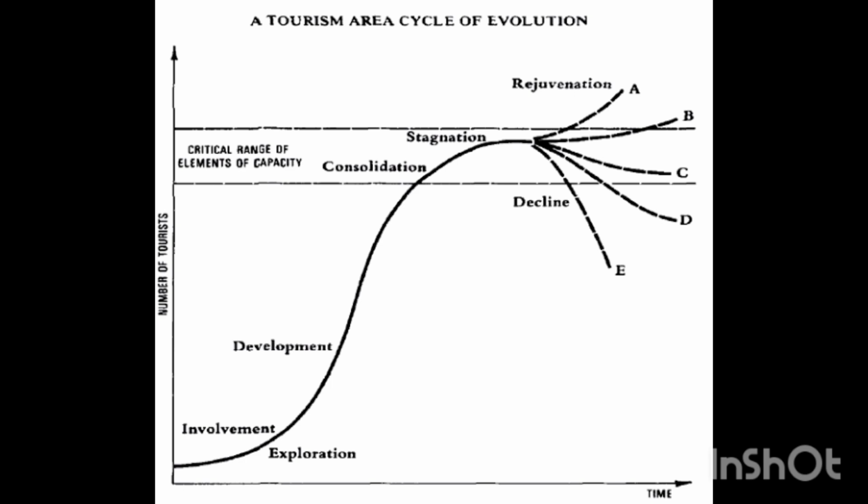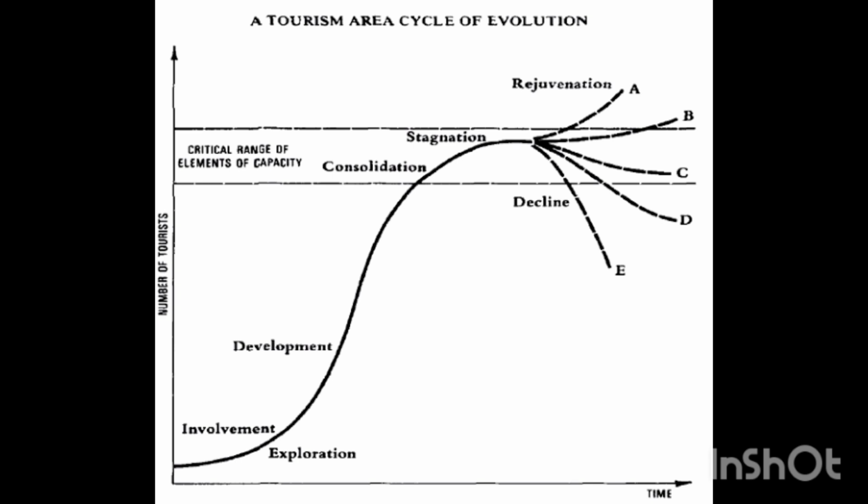Butler in this model proposed that every tourism location goes through an evolution process from start to end, in which he has updated. There are certain steps for this tourism life cycle model. Number 1, exploration, involvement, development, consolidation, and stagnation. And the last step is dependent on the step which is known as stagnation. We will see it. Number 1, exploration. This is a starting stage.